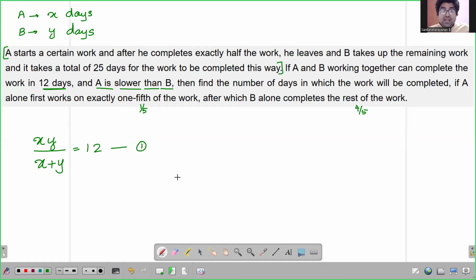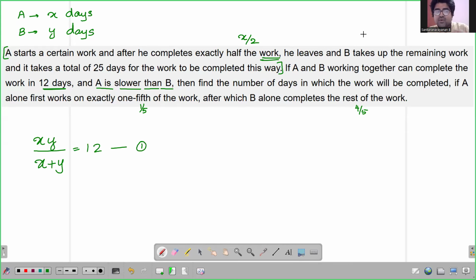Now, A is working for half. It's given A starts a certain work, and after he completes exactly half the work, for doing full work A takes X number of days. For doing half the work, A will be taking X by 2 number of days. Then he leaves. B takes up the remaining work. The remaining work means half of the work is remaining.